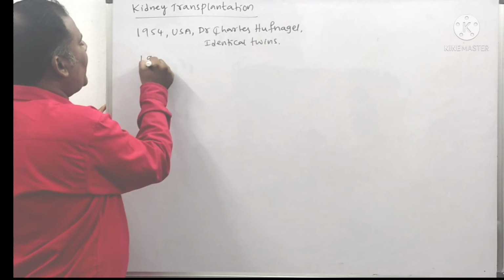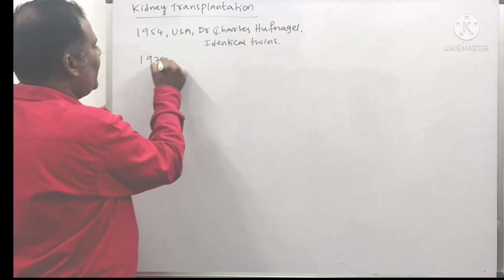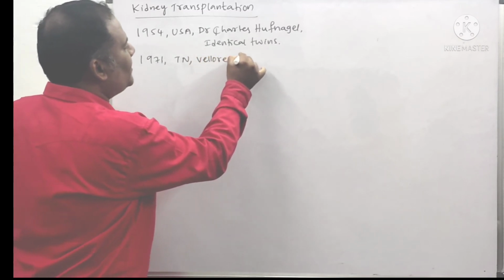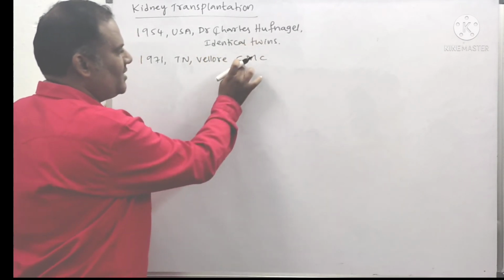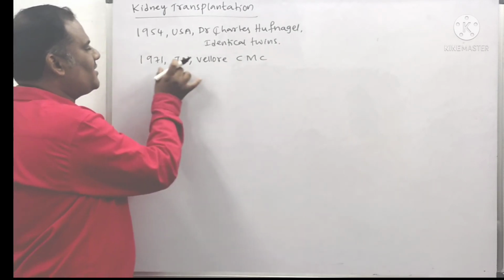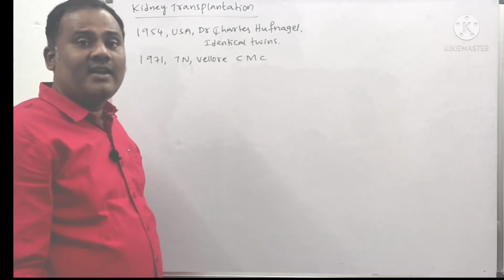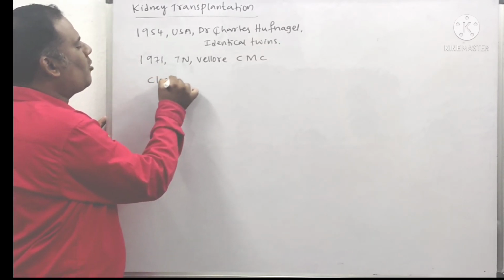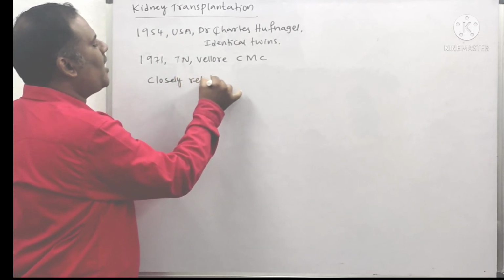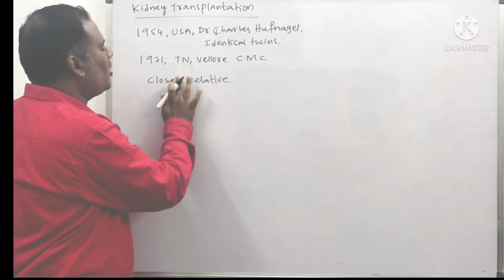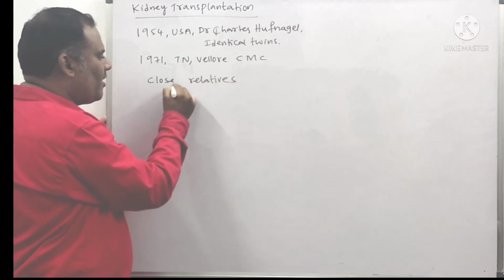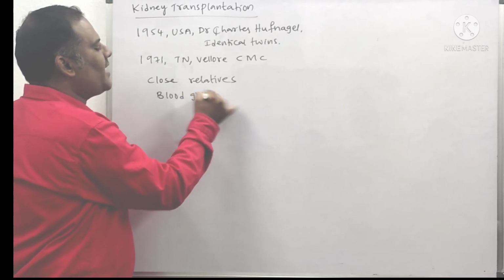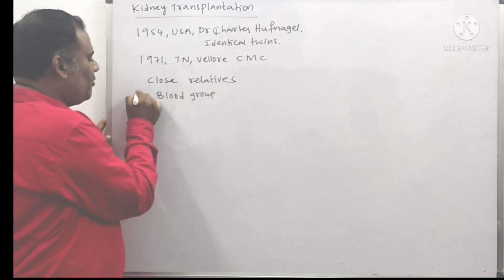Later, in 1971 in India, in Tamil Nadu, in the city of Vellore, at Christian Medical College (CMC), the first kidney transplantation took place in our India. Kidney transplantation is preferably done between close relatives. We can also take a kidney from persons who have the same blood group.